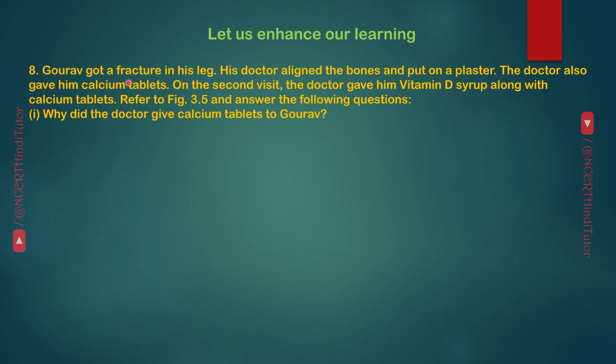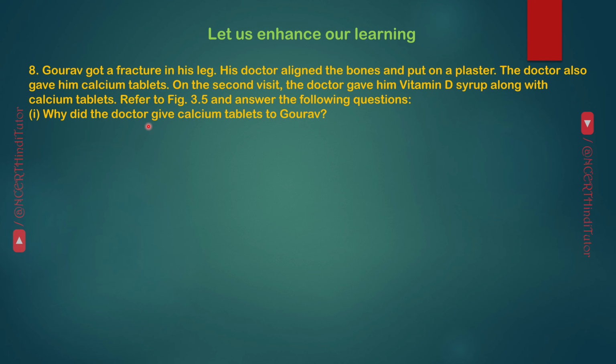Question 8. Gaurav got a fracture in his leg. His doctor aligned the bones and put on a plaster. The doctor also gave him calcium tablets. On the second visit, the doctor gave him vitamin D syrup along with calcium tablets. Refer to figure 3.5 and answer the following questions.